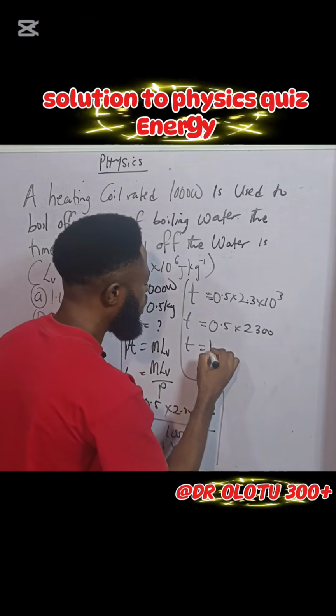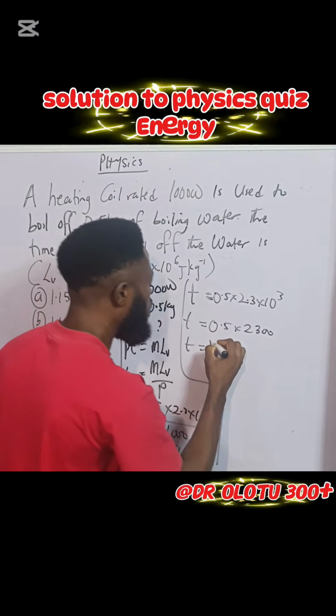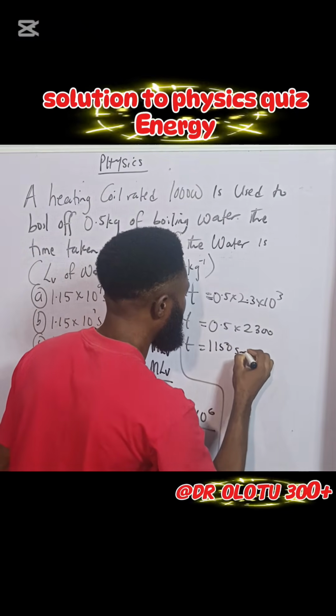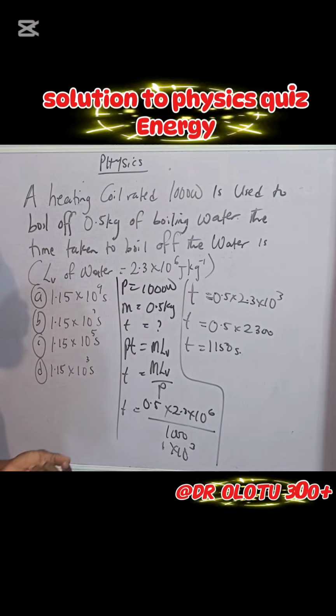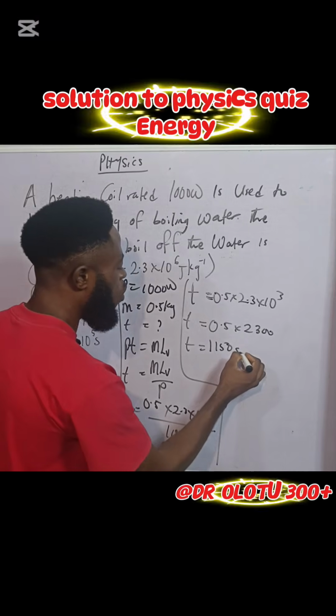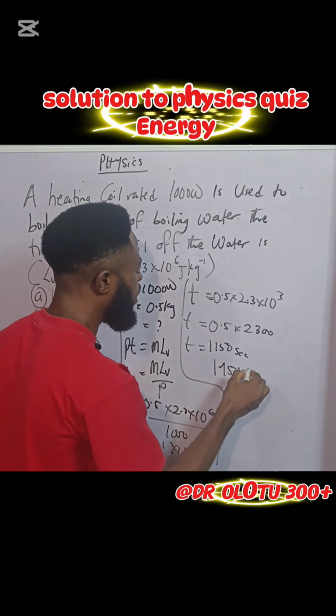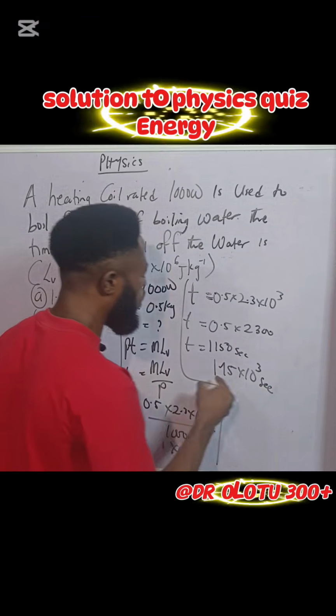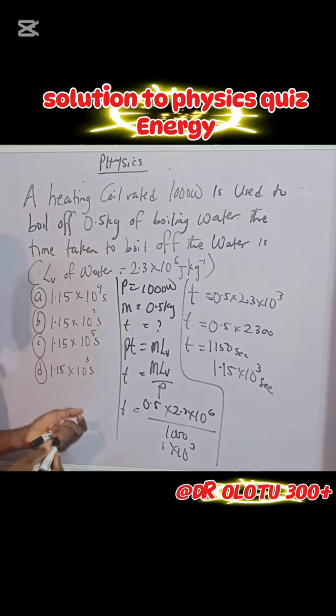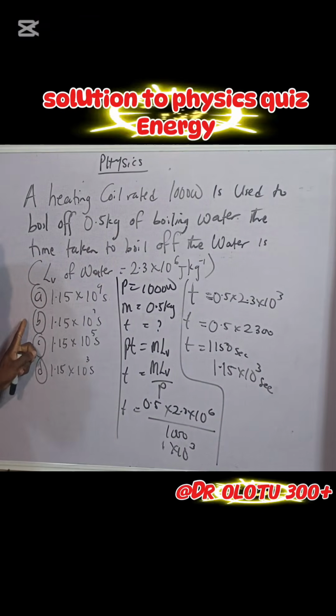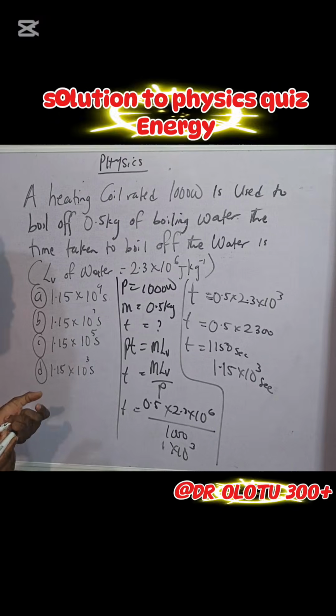2,000 divided by 2 is 1,000. 300 over 2 is 150. So your answer is 1150 seconds, which is the same as saying 1.15 times 10 raised to power 3 seconds. All right. So I'll check the options. Now, option A, option B, option C, option D. If you observe, they are all the same except the power.